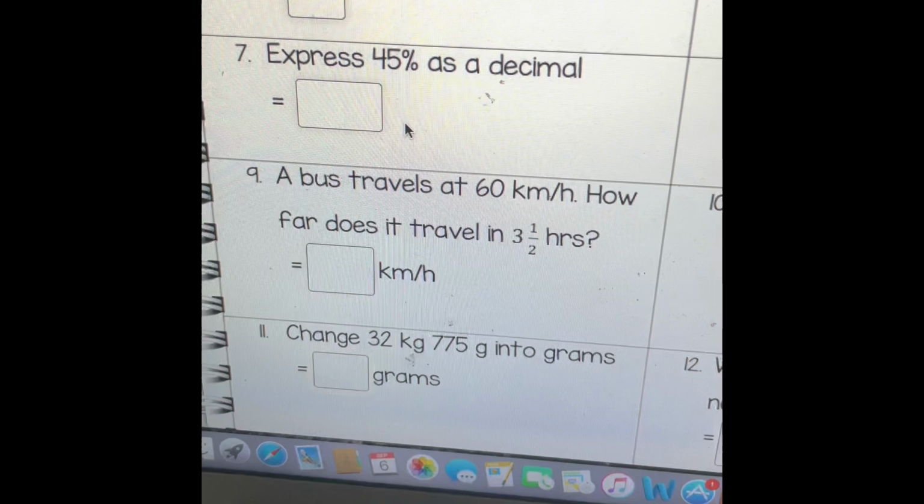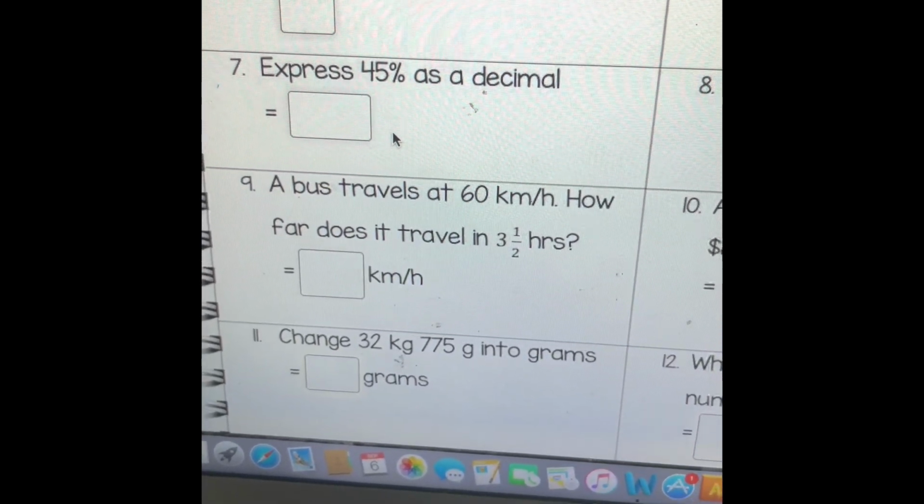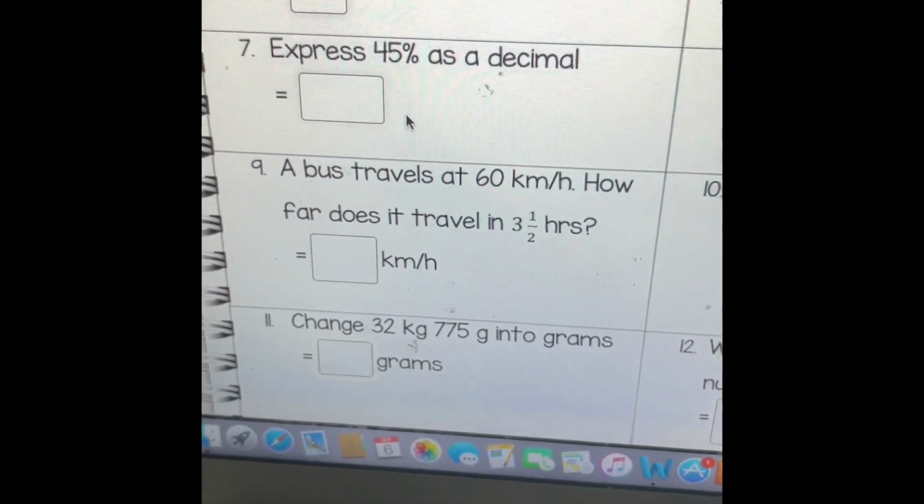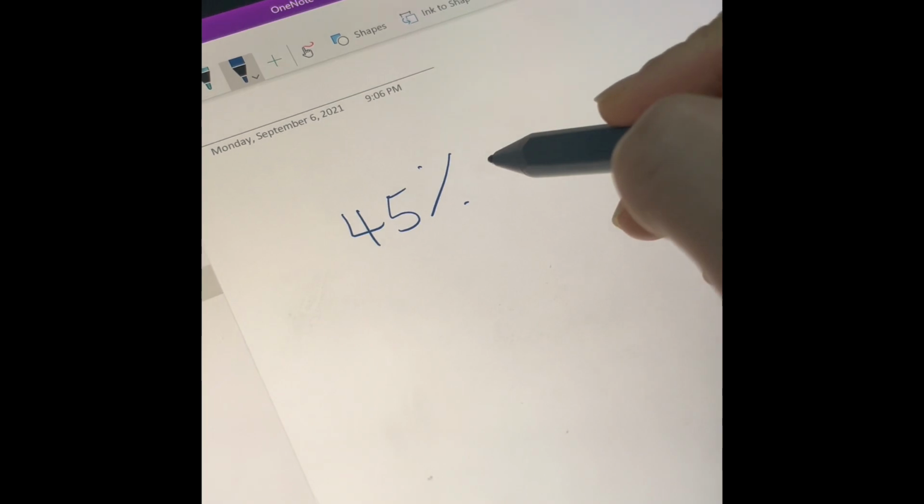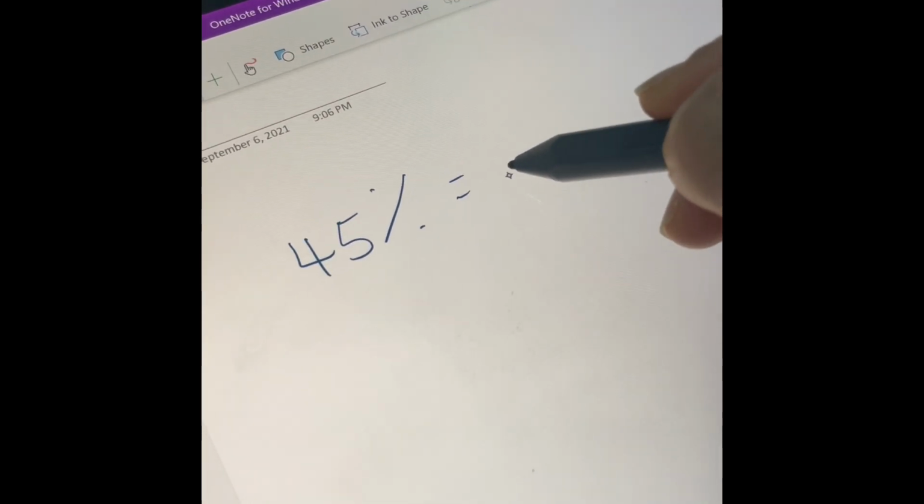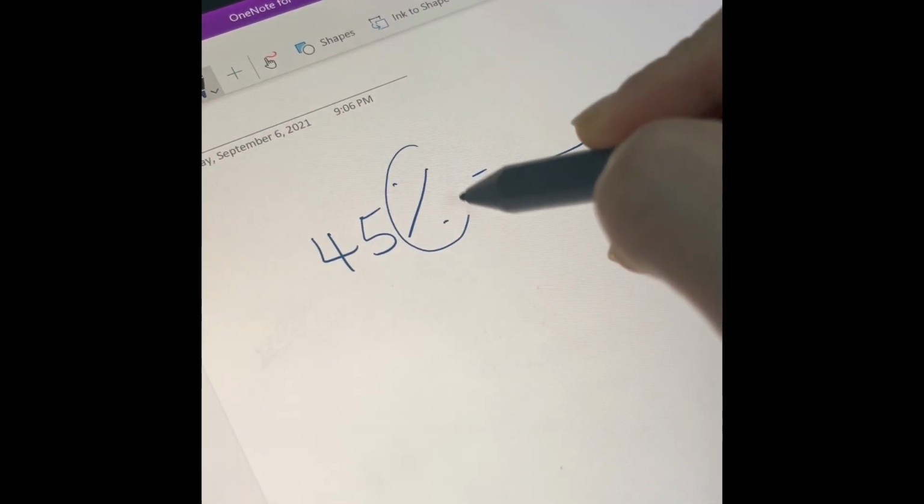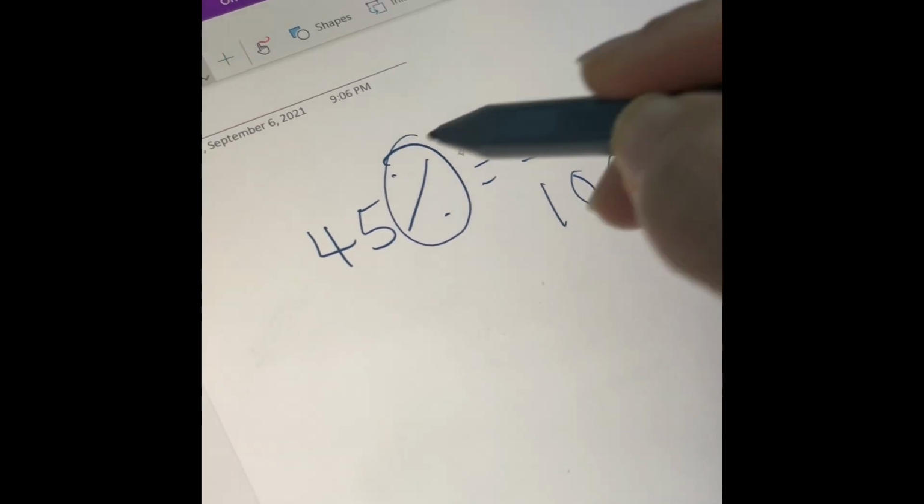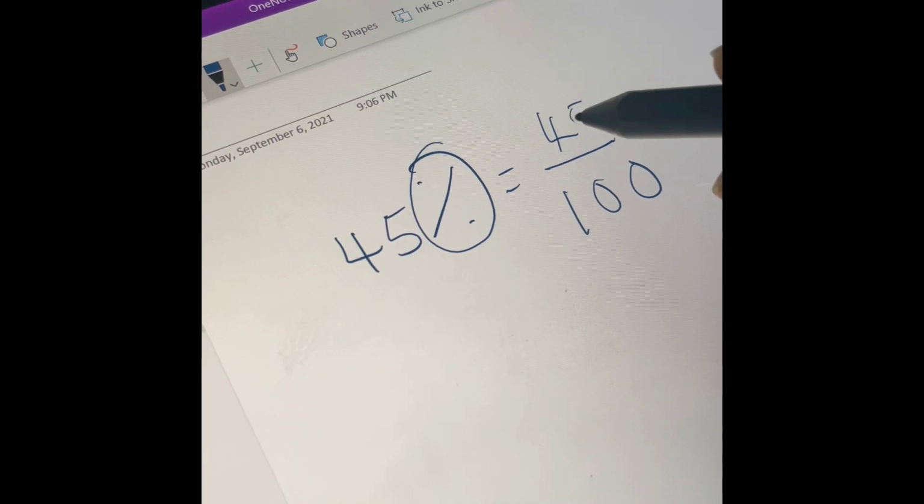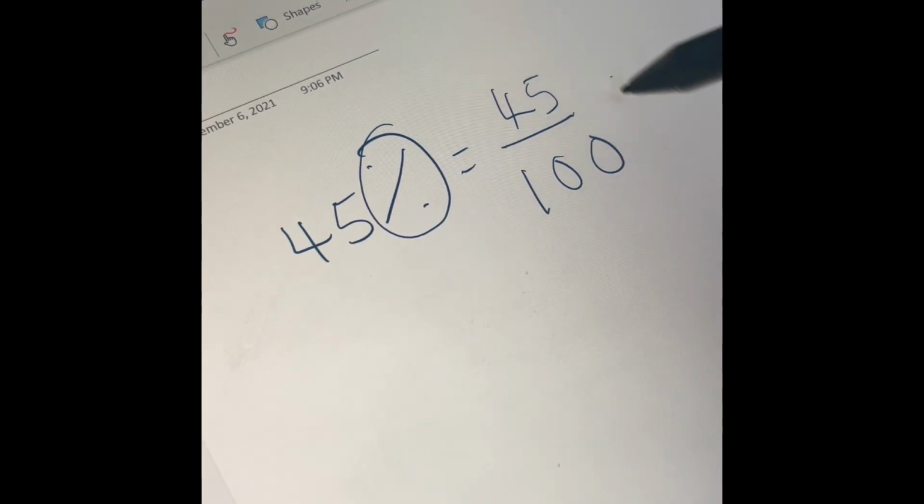Okay, next one, question number 7. Express 45% as a decimal. Okay, now when we look at 45% ni, artinya kalau tadi tukarkan ia jadi fraction, ia denominatornya berapa ni? Remember, percentage artinya over berapa? 100. So, ani 45. But ani is a fraction.